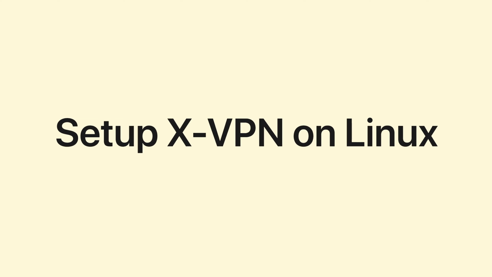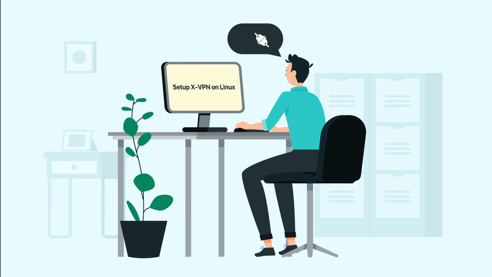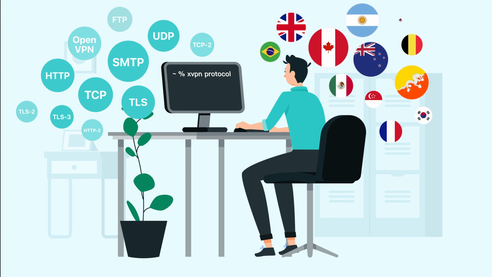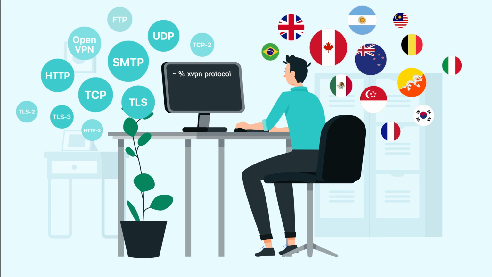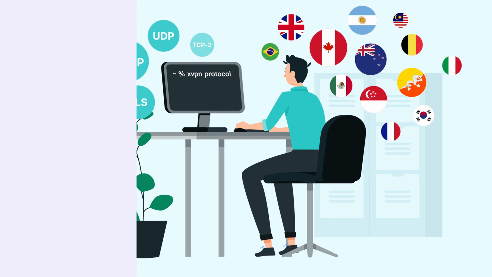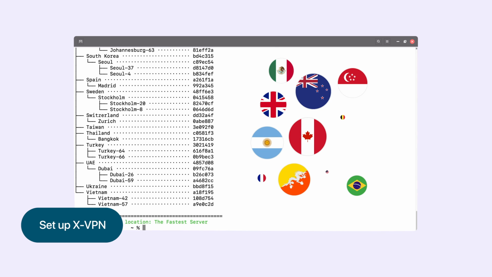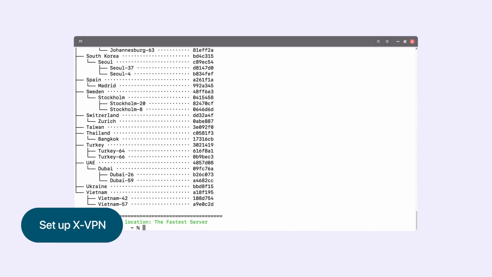If you want to optimize connection stability and security, or if you want to access content in specific regions, you can set it up with the command line. XVPN offers 12 powerful protocols and servers in 225 regions around the world. You can type xvpn protocol or xvpn location to see all available protocols and server locations. To pick a specific protocol or location, use sudo xvpn connect -p protocol -l location.